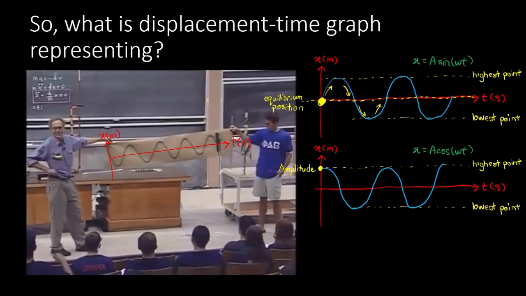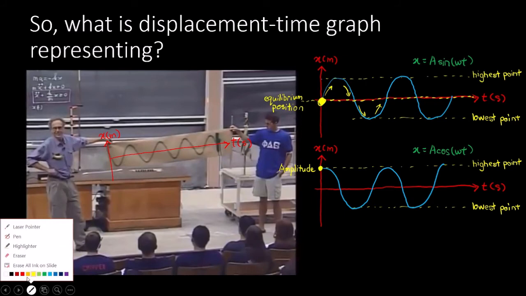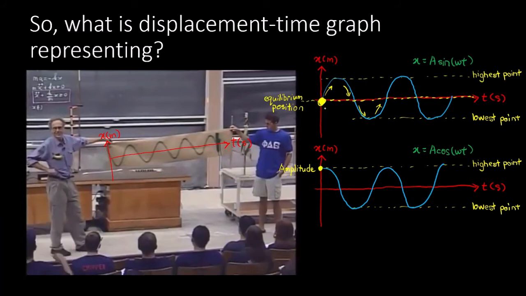It means you stretch the thing first, then you let go, and let it oscillate. Then there will be a negative a cosine graph. There are many ways to draw the graph. There's even a negative a sine omega t graph, where the thing starts by going downwards, then comes back up, then goes downwards again.